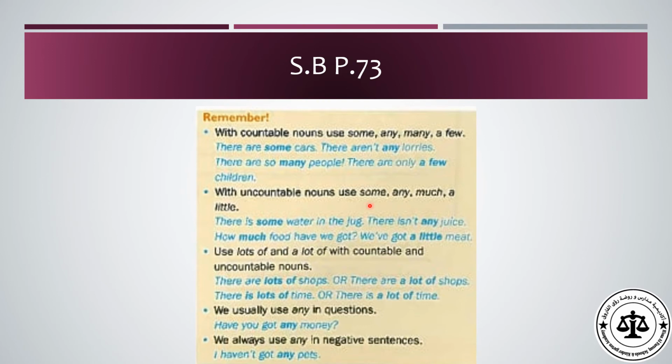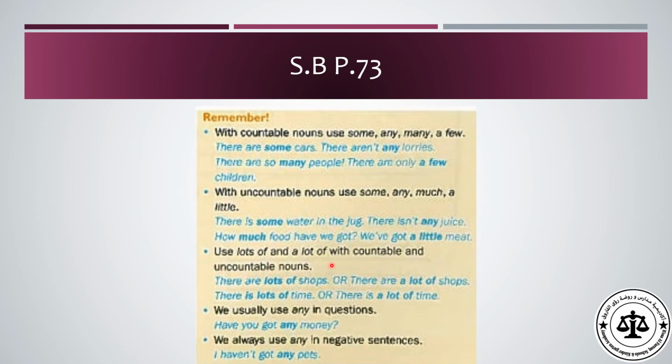With uncountable nouns we use some, any, much and a little. So remember that with both countable and uncountable nouns we have some and any, but with uncountable nouns alone, much and a little. Here we have examples. There is some water in the jug, and we said that uncountable nouns are always treated as singular, so we use there is. There isn't any juice. How much food have we got? How much. We use how much because we have an uncountable noun. Food is uncountable. We've got a little meat.